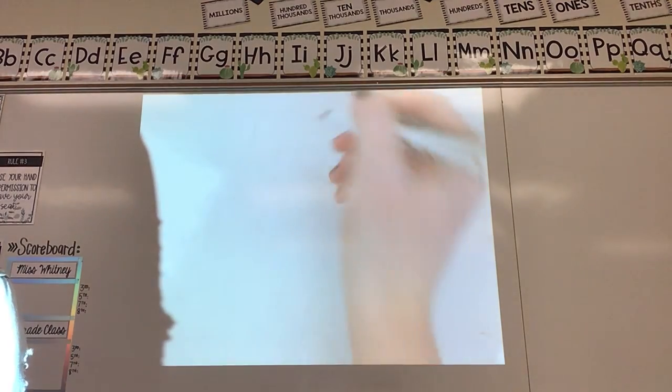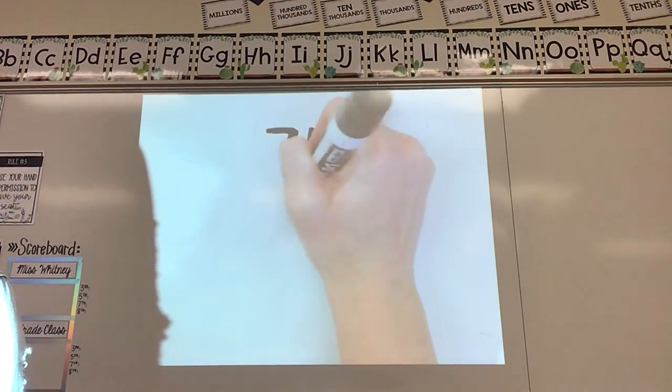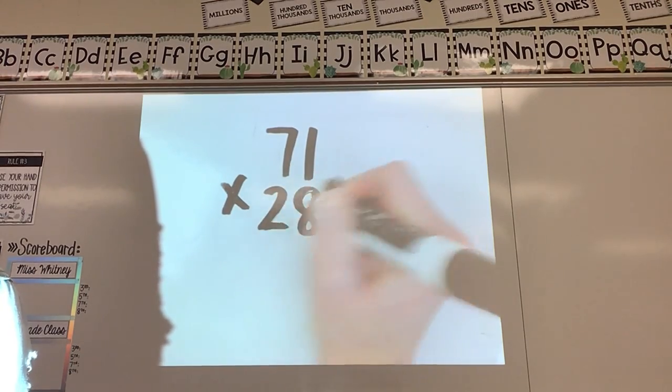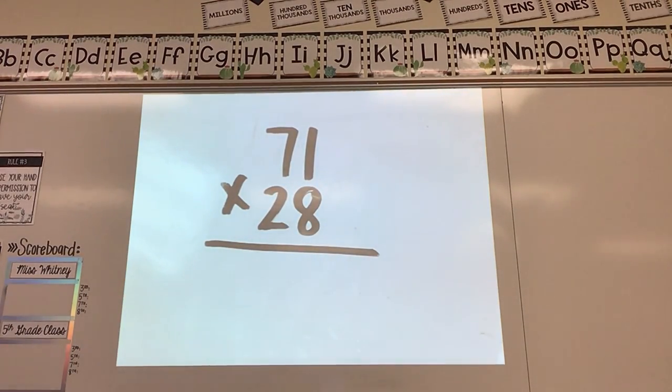Let's do a few 2-digit by 2-digit. So 71 times 28. Remember, you can use the box or shortcut. So pause the video and solve it.